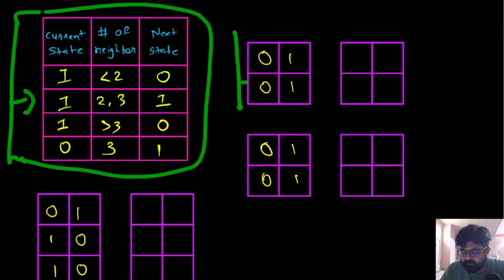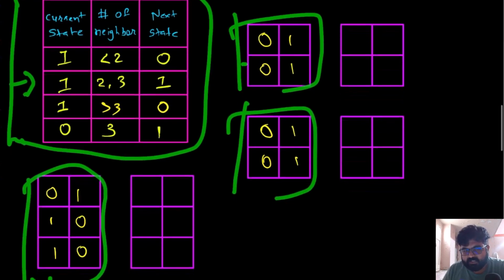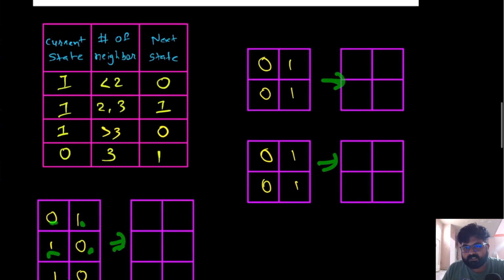And initially we would be given an example that looks something like this, where on an m cross n grid we are given some values that represent live and dead cells, and we need to find the next subsequent states based on these 4 rules. So this is the whole ask of the problem. Now let's try to see some examples.